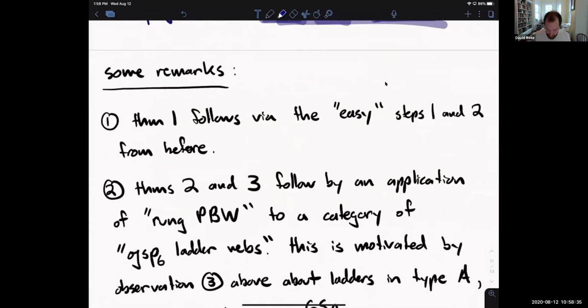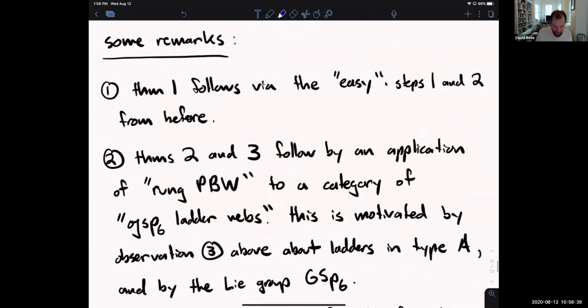Since I'm running out of time, let me just conclude with some remarks. So as I mentioned, theorem 1 follows via the easy steps. I mentioned before, easy is in quotes, because of course there's still some hard work to do there, but it's not nearly as complicated as the more involved things, showing that your Hom spaces are not too big. And again, these theorems 2 and 3, they follow by this Rung PBW idea.